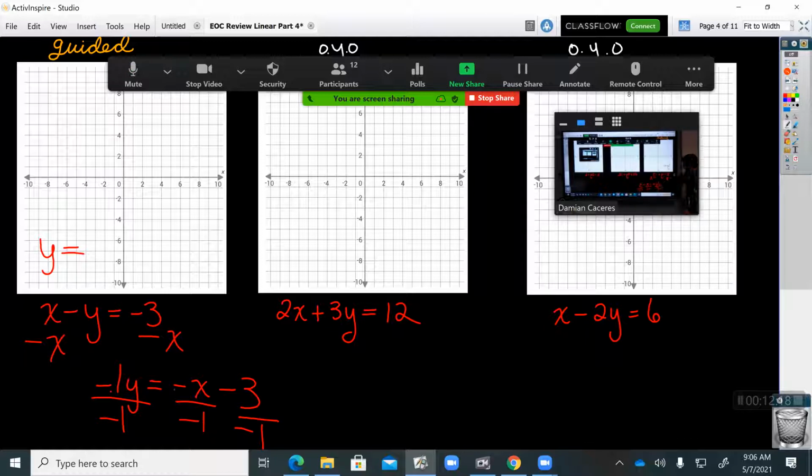Y equals negative 1 divided by negative 1 is positive 1. So this is positive 1x. Negative 3 divided by negative 1, positive 3. Now we can graph it. Positive 3 is the y-intercept. If you don't see a number on the x, what's the number there? 1 over 1. So you're going to go up 1, right 1. Done.